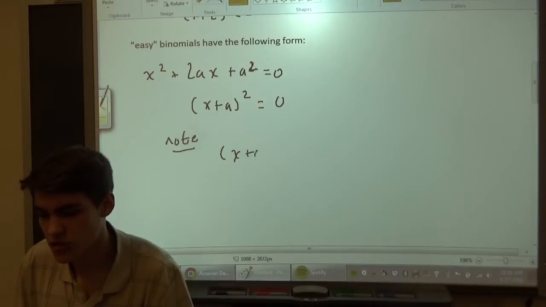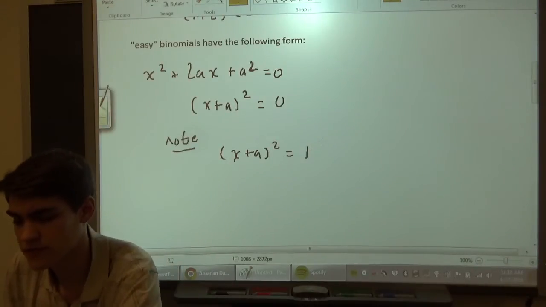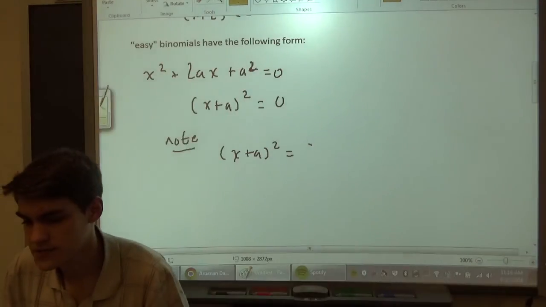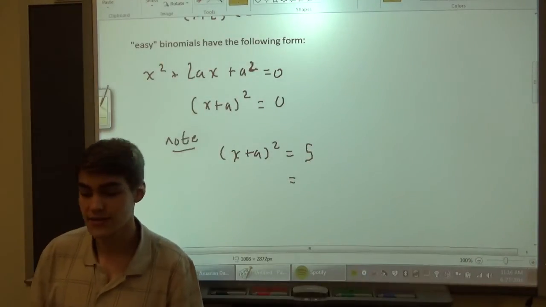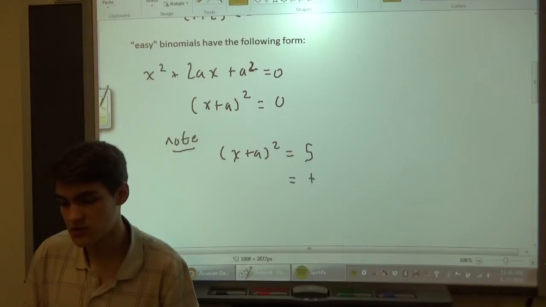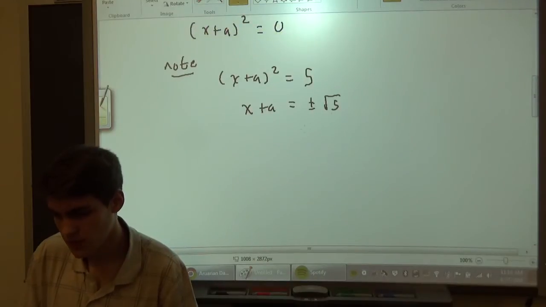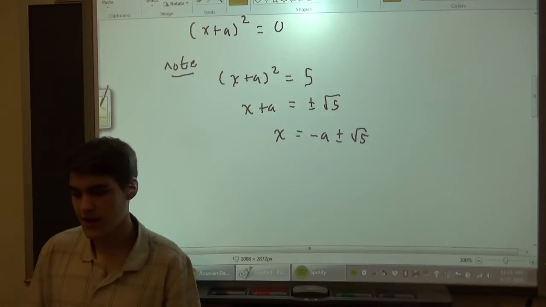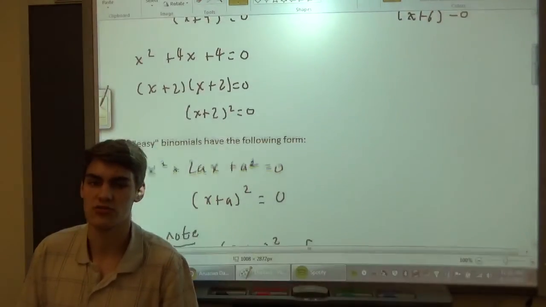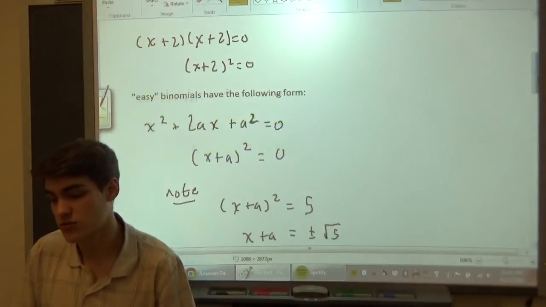if I gave you some easy to solve binomial that was equal to some number, it doesn't even matter if it's a perfect square, some number, I asked you to solve for x, you could do that, right? Because you just take the plus or minus square root of what's on the other side, get rid of this 2, and then you'd move over the a. So that means that easy binomials are really easy to work with for a reason, right?